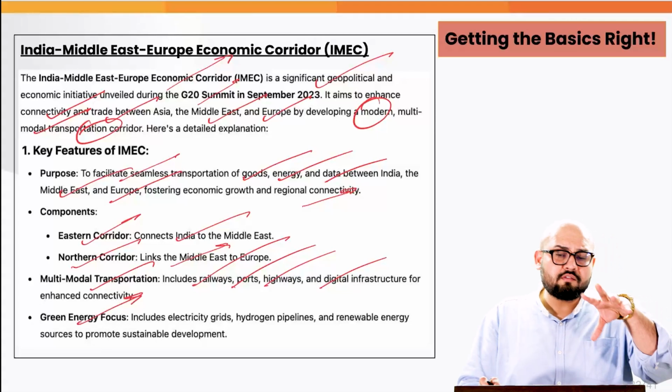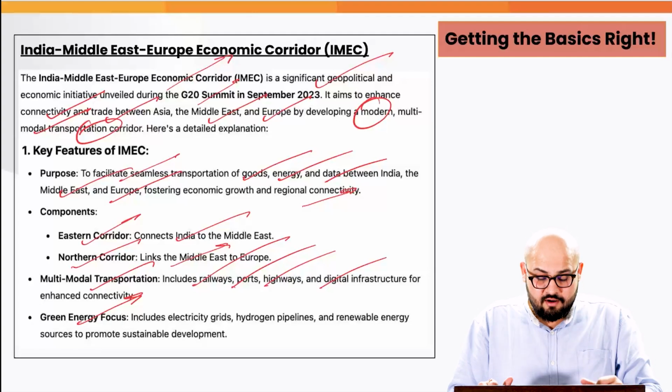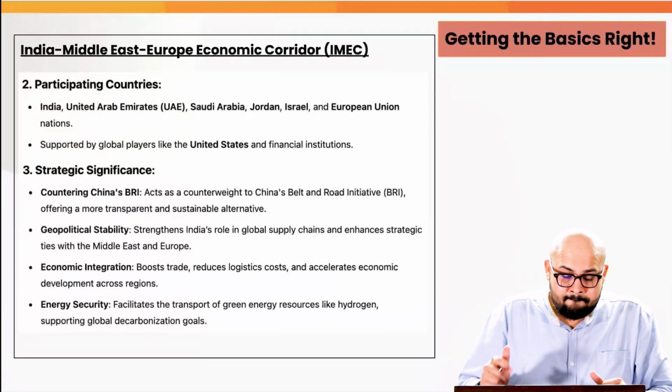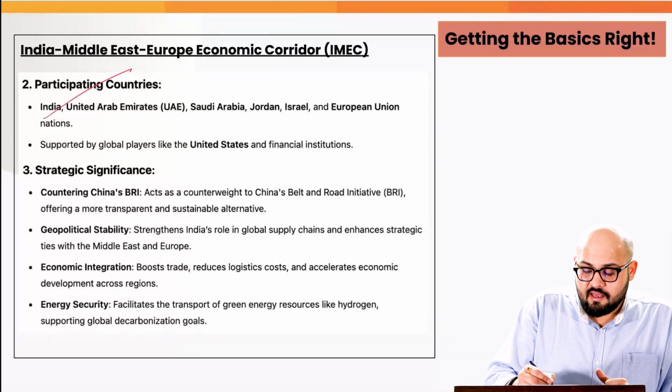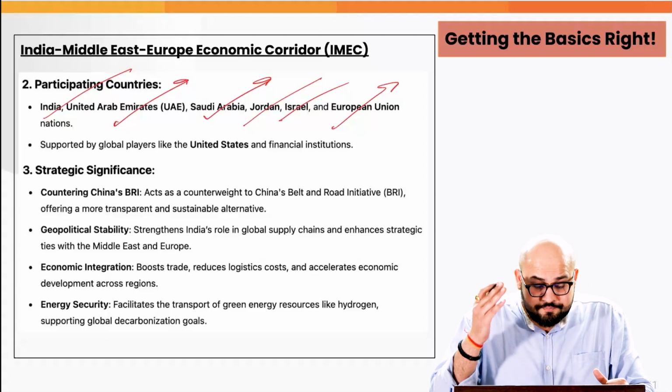Green energy focus. Now, this is very important aspect. The project is trying to focus upon the green energies, be it the green hydrogen, right? Hydrogen pipelines and renewable energy sources to promote sustainable development. Different participating countries, we have India, United Arab Emirates, Saudi Arabia, Jordan, Israel, and European Union nations.